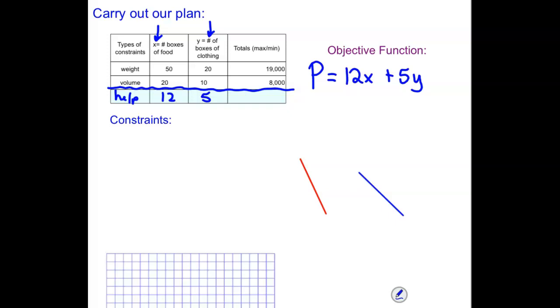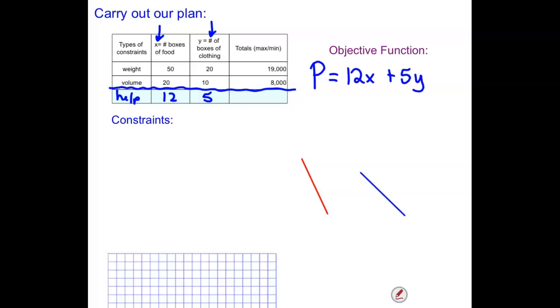For our weight, we are told that each box of food weighs 50 pounds and each box of clothing weighs 20 pounds. And we are told that the plane cannot exceed 19,000 pounds. So we need to consider this as an inequality. We have to be less than or equal to 19,000 pounds. We cannot go over that.